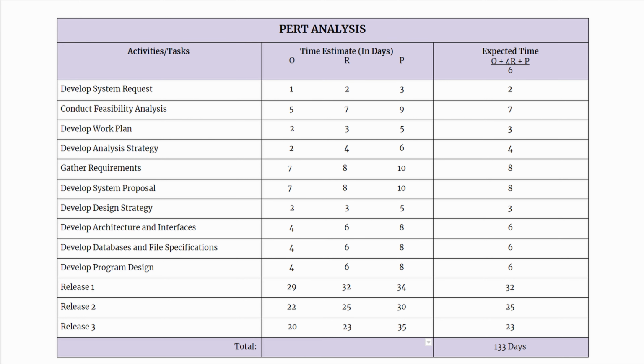In addition to Said's update for the schedule feasibility, we also updated the PERT analysis, and we included 3 more activities, which are Release 1, Release 2, and Release 3. And now overall, our project time should take around 133 days.